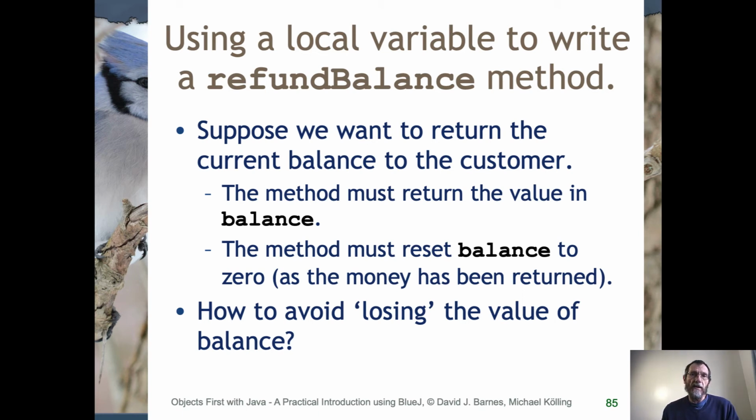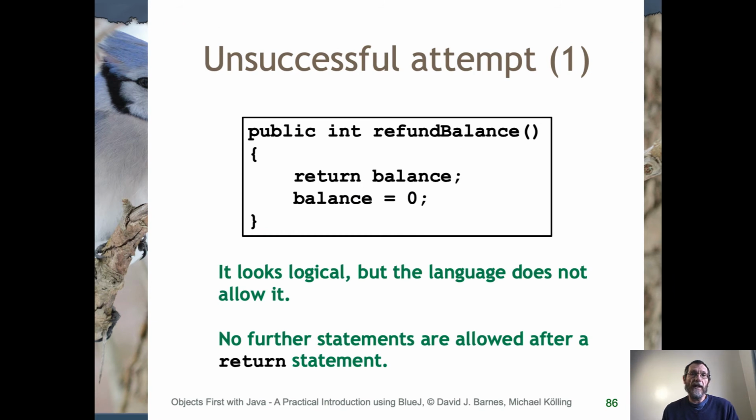So this method has two interrelated tasks to accomplish that are potentially in conflict with one another. We want to return the value that's in balance, but we also want to set the balance to be zero. So how can we write this method without losing the value of balance? Let's look at one unsuccessful attempt to write a solution to this method. So here we've got the header that says that this method is called refundBalance, and it's going to return an integer, in other words, how much the balance is, how much money is owed to the customer.